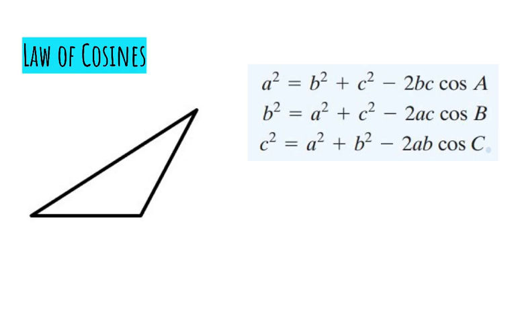So on our triangle, we can label the three angles arbitrarily, whichever way you want to label them. So I'm going to say this is my angle A, this is angle B, and this is angle C.